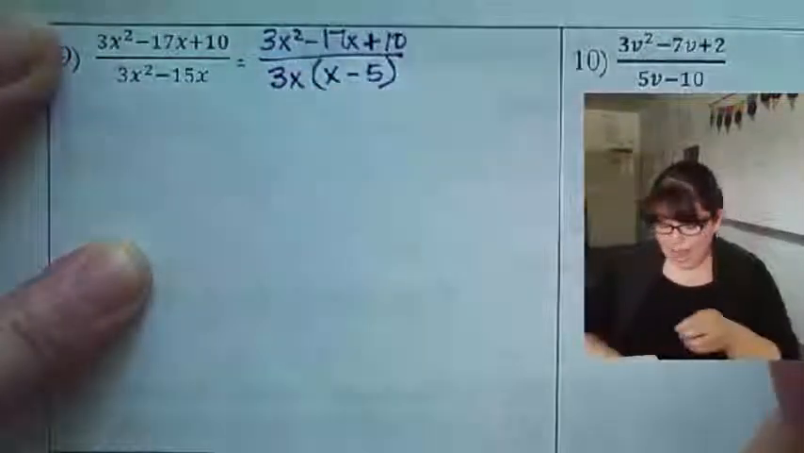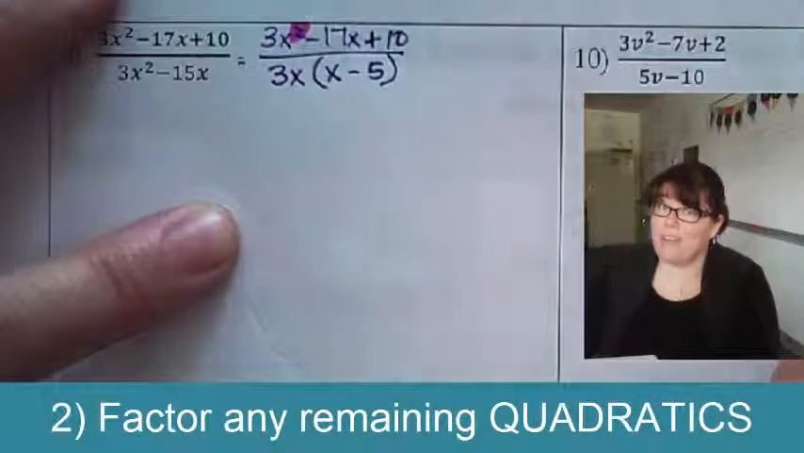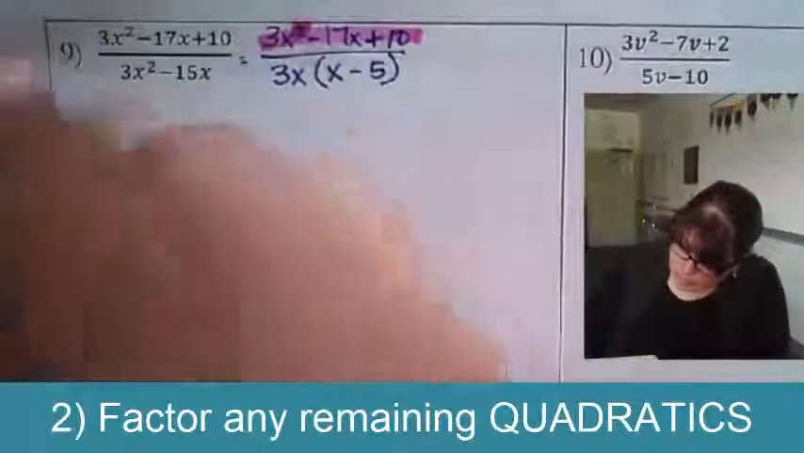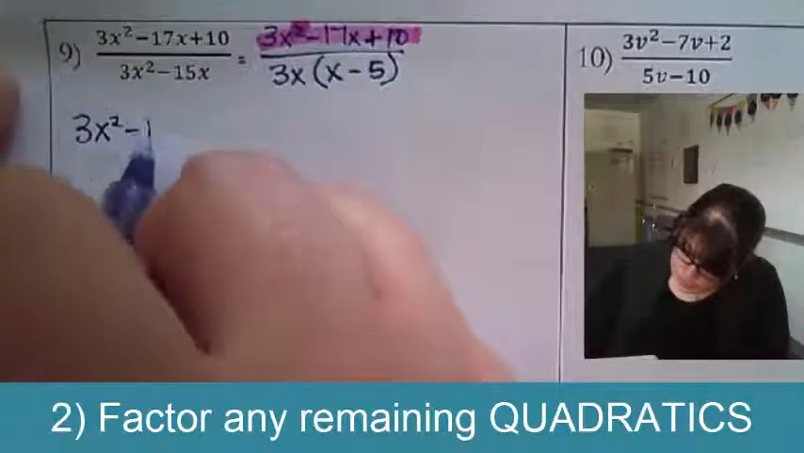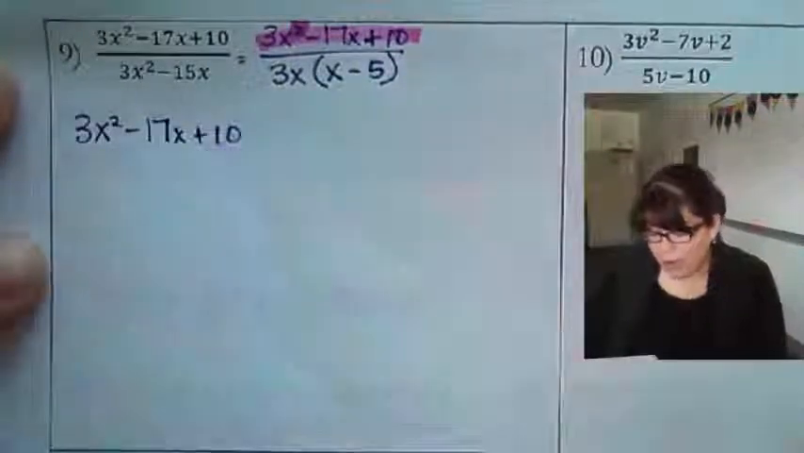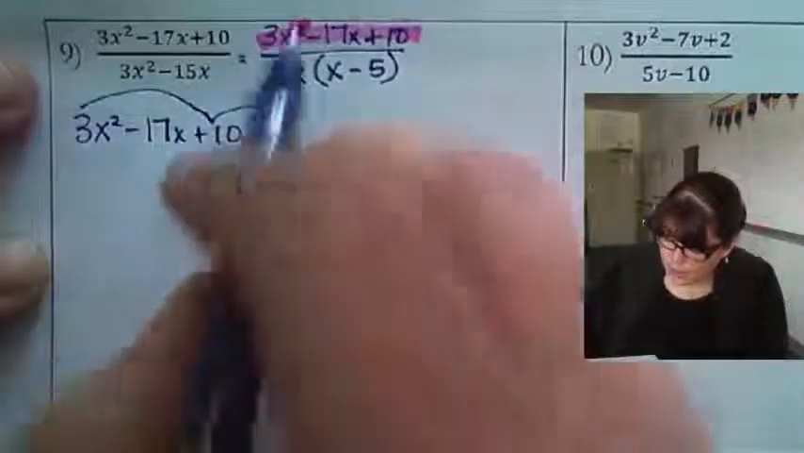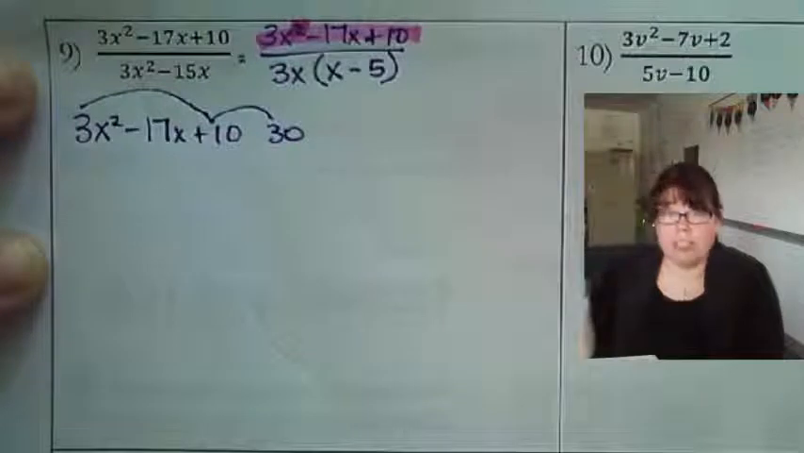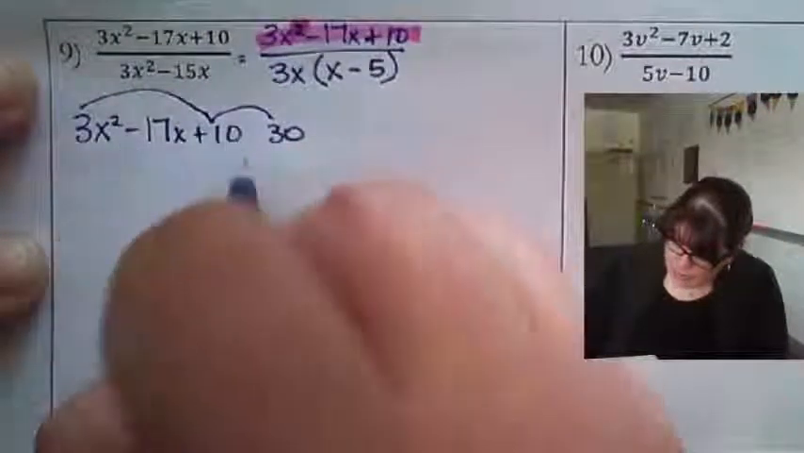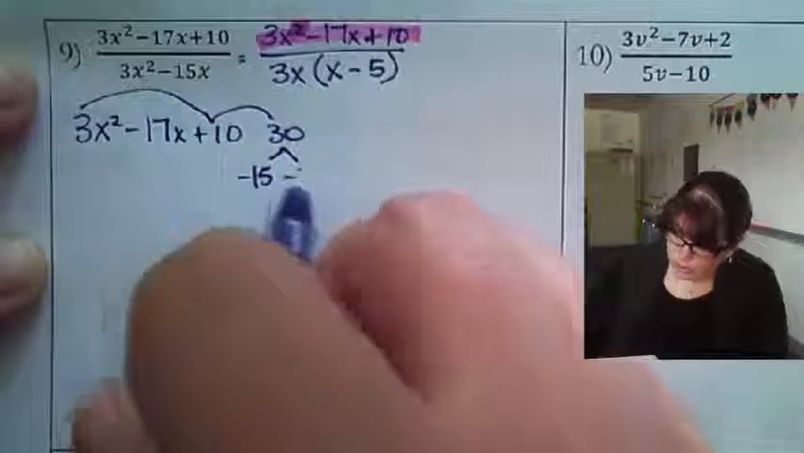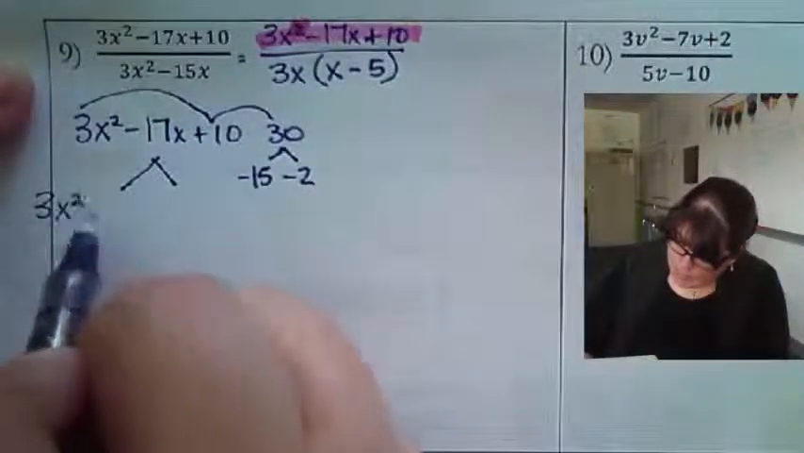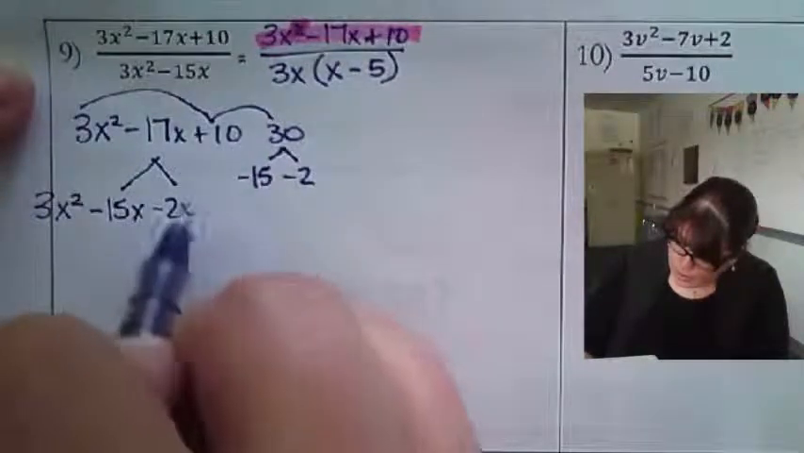Cool. So now the only thing I have left to do is look for any quadratics to factor. I've got one. It's up in my numerator. So I'm going to take this down and give myself a little room to groove because I'm going to have to factor this quadratic by grouping. So 3 times 10 is 30, and I need factors of 30 that add up to 17. 15 and 2 will work. They'll both have to be negative. So negative 15, negative 2. I'm going to split this middle term. 3x squared stays the same, minus 15x minus 2x plus 10.